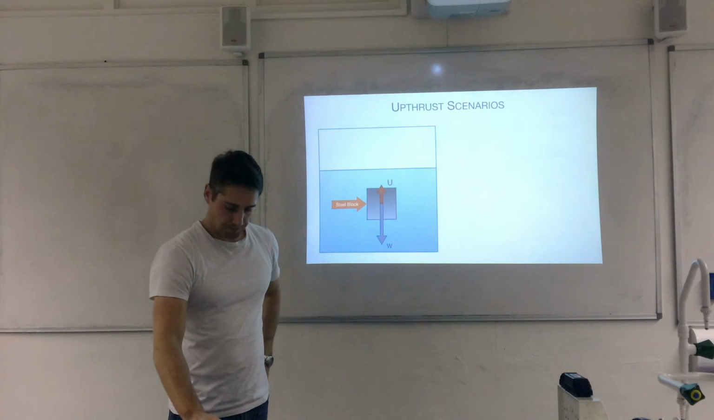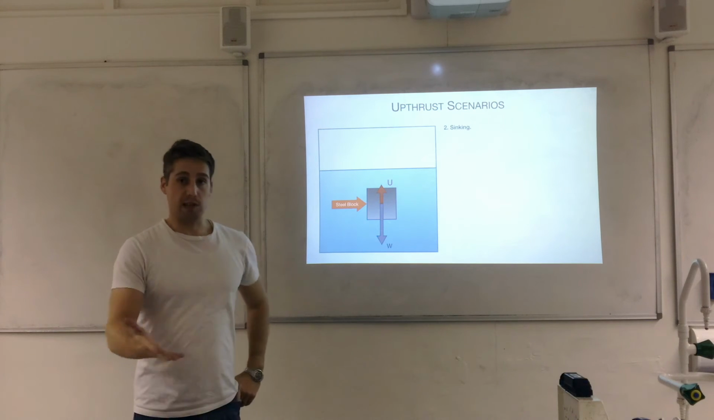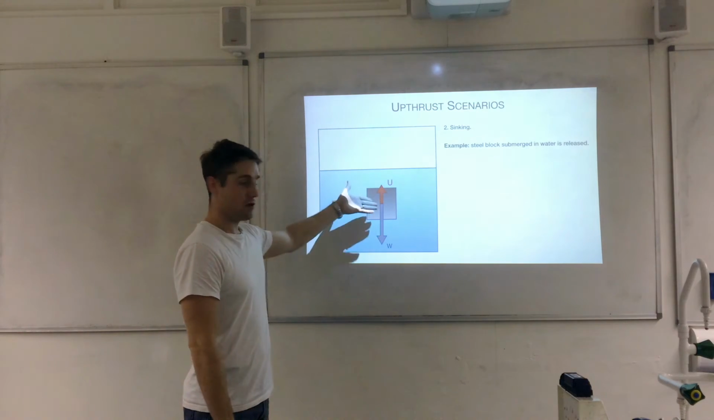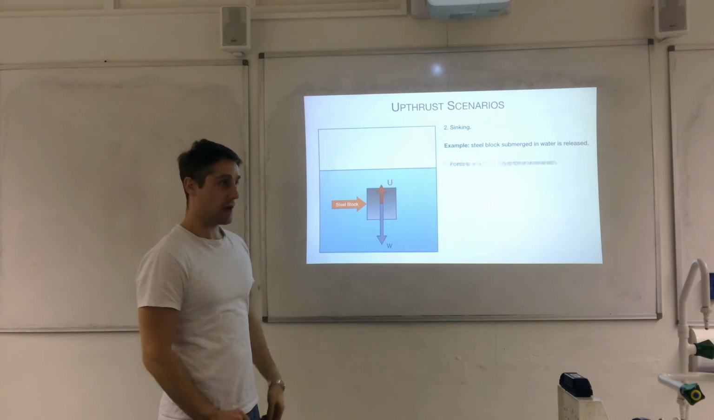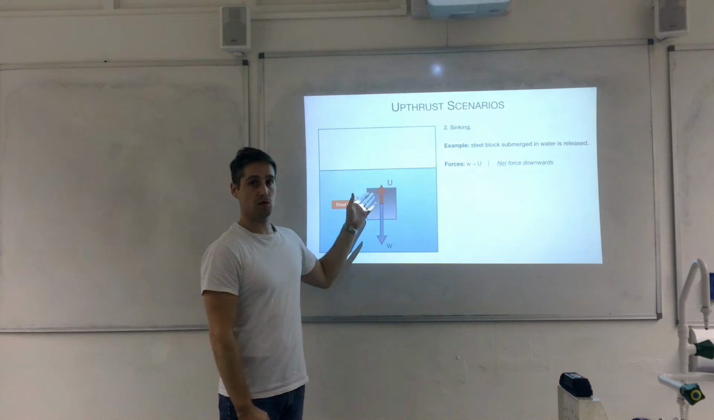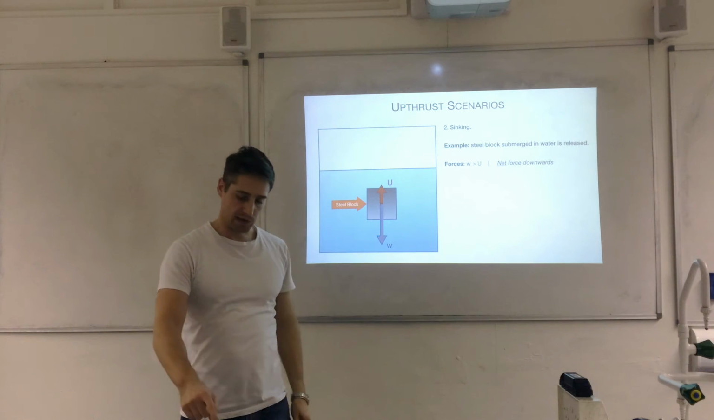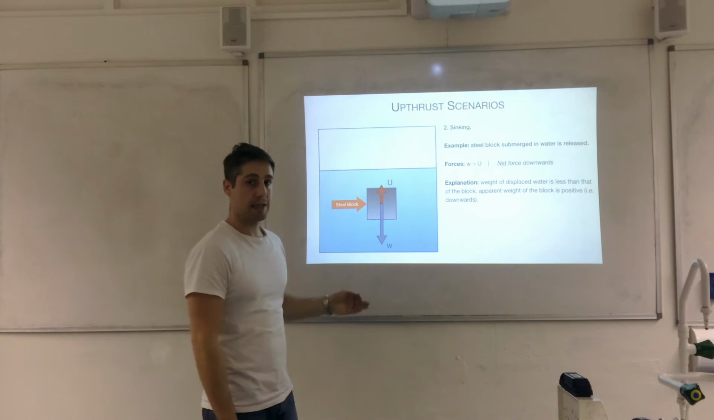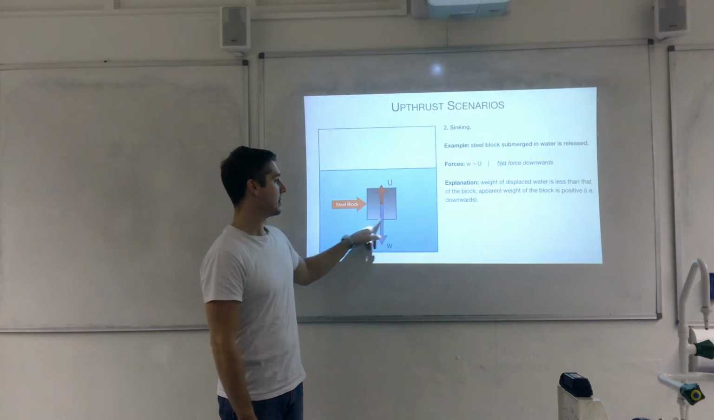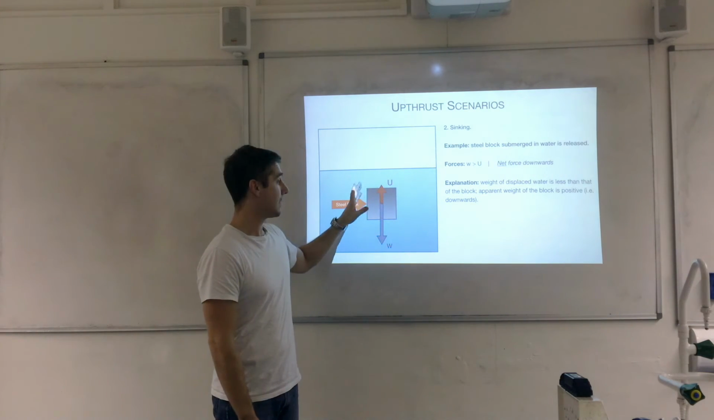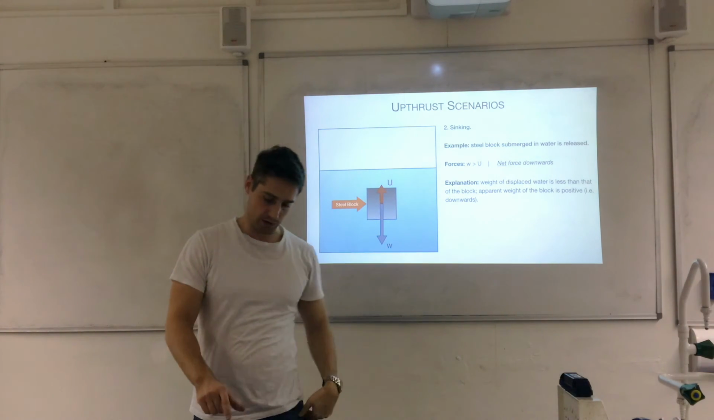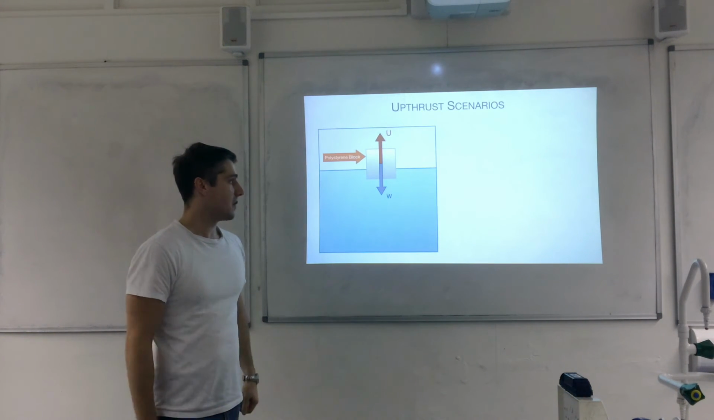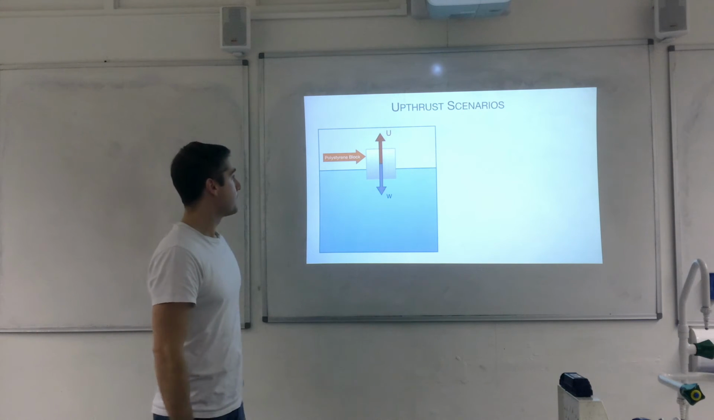Another scenario, here you have an object that is sinking, so you've got a steel block in water and you release that, it will sink. So here the weight of the object is greater than the upthrust, giving us a net force that is downwards. So here the weight of the displaced water is less than the weight of the block. This is displacing water equal to its volume, and the weight of that water is less than the weight of the block itself, giving us a smaller upthrust than the object's weight. So the apparent weight was positive there, it's downwards.